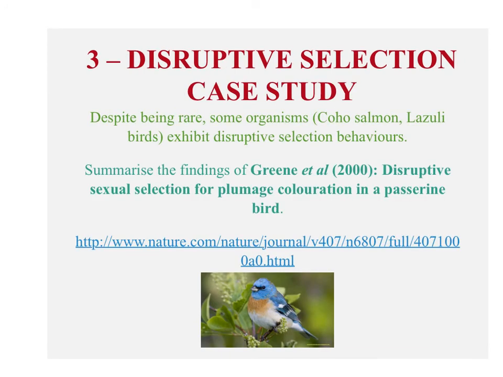Now, some organisms exhibit disruptive selection behaviours, so in terms of colouring, for example. So I'd like you to read this scientific article. You can just read the introduction if you like, or you can just read the abstract, the very short summary at the top of the page, of Green et al.'s paper, Disruptive Sexual Selection for Plumage Coloration in a Passerine Bird. So they're looking at the lazuli bird in here. There's a lazuli bird in the picture. You can see it's quite jazzy looking. I just want you to tell me what they found out in this study. It's not an exam question, it's just getting used to reading scientific papers.